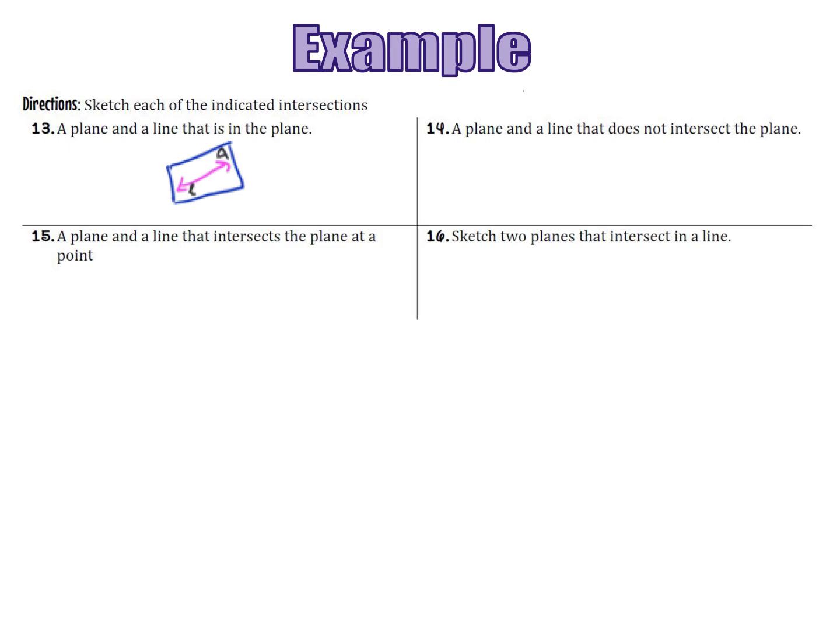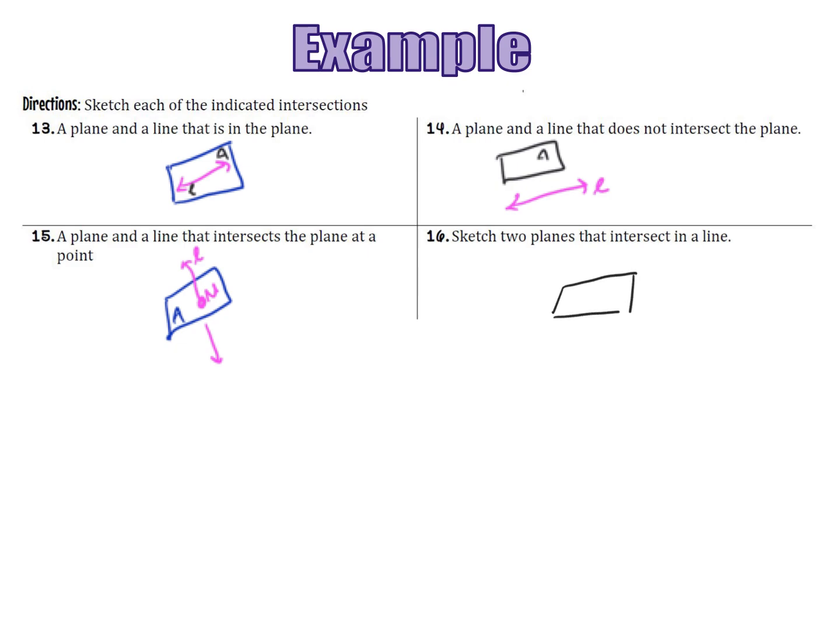Number 14, a plane and a line that does not intersect the plane. So I could have plane A, and then down here below plane A, I could have line L. And they aren't intersecting because they're parallel, or they're not running into each other in any way. Number 15 says a plane and a line that intersects the plane at one point. So here I have plane A, and then I could draw a line that's cutting through it and intersects maybe at point M.